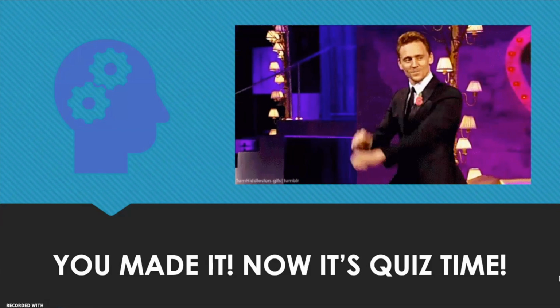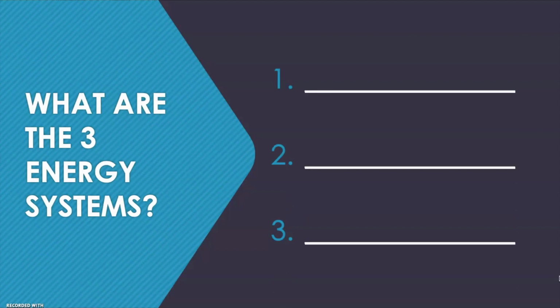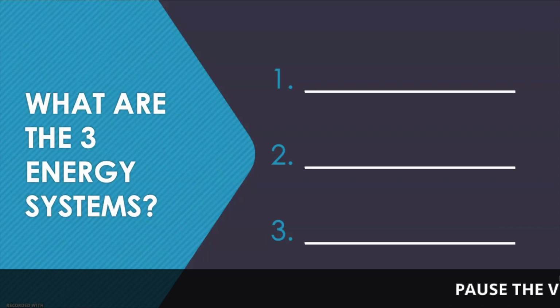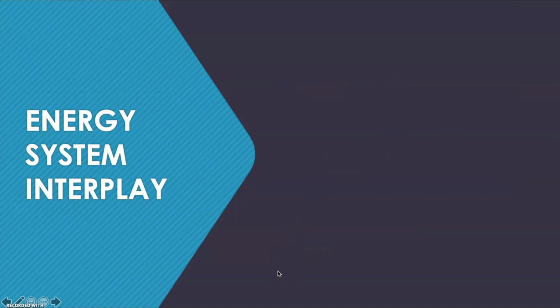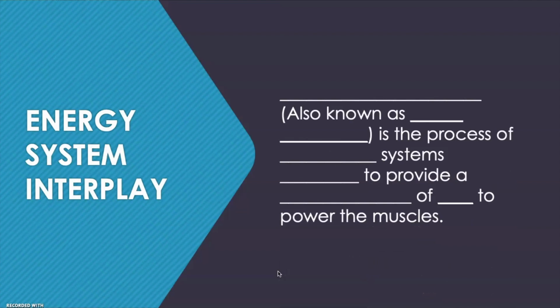Now it's quiz time. So what are the three energy systems? Pause the video, write 1, 2 and 3 and write your answer. The answers: number 1, the ATP-PC system, number 2, the lactic acid or anaerobic glycolysis system, and number 3, the aerobic system. The second question. Again, pause the video, write this down on a piece of paper and see if you can fill in the blanks.